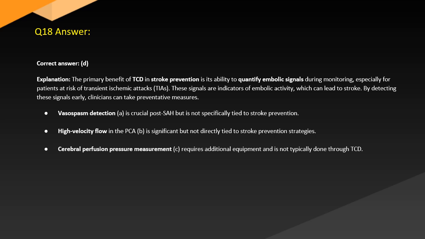Answer. Correct answer: D. Explanation. The primary benefit of TCD in stroke prevention is its ability to quantify embolic signals during monitoring, especially for patients at risk of transient ischemic attacks, TIAs. These signals are indicators of embolic activity, which can lead to stroke. By detecting these signals early, clinicians can take preventative measures. Vasospasm detection, A, is crucial post-SAH but is not specifically tied to stroke prevention. High-velocity flow in the PCA, B, is significant but not directly tied to stroke prevention strategies. Cerebral perfusion pressure measurement, C, requires additional equipment and is not typically done through TCD.